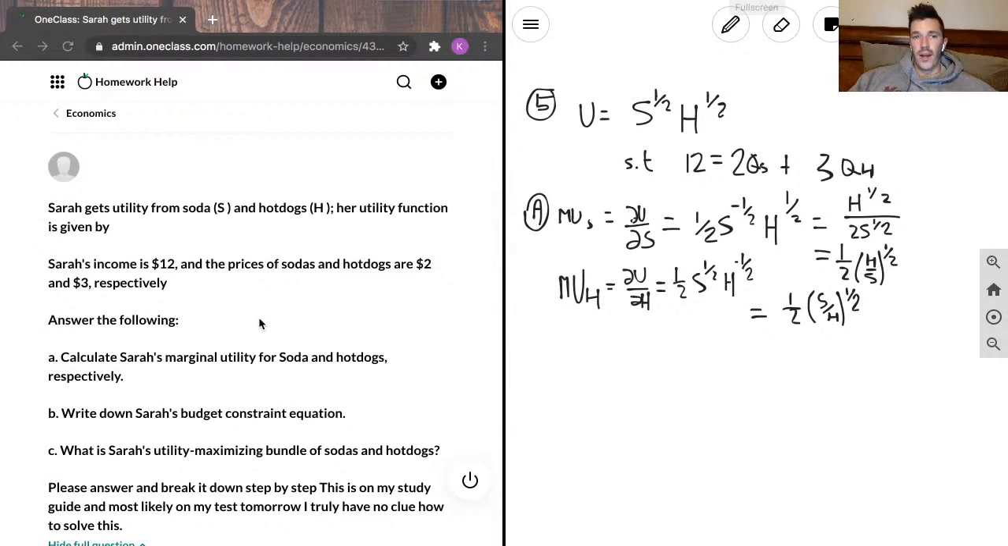So we've answered part A. We've calculated the marginal utility for both soda and hot dogs. So that's our marginal utility of soda. And this is our marginal utility of hot dogs.